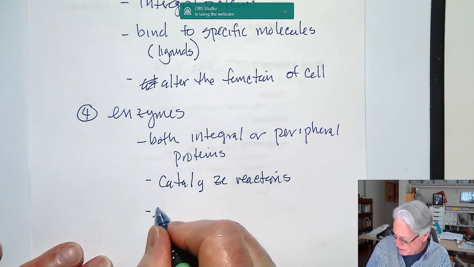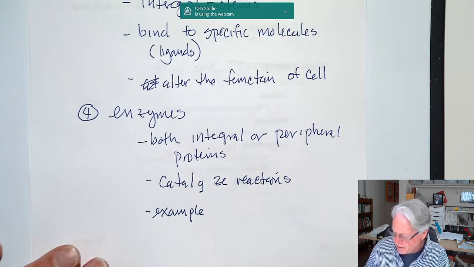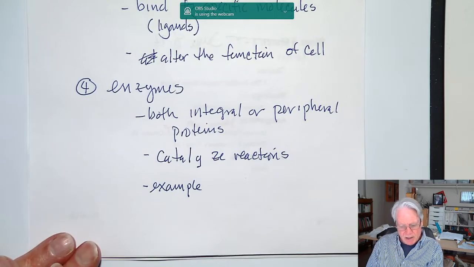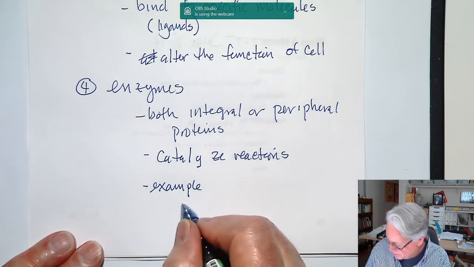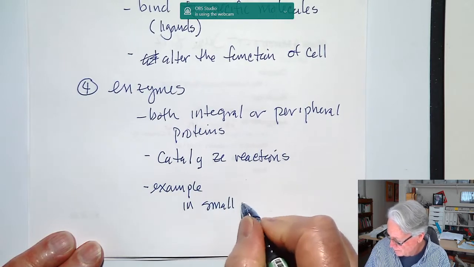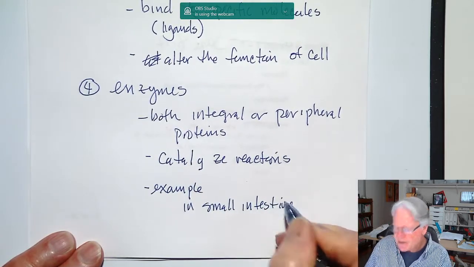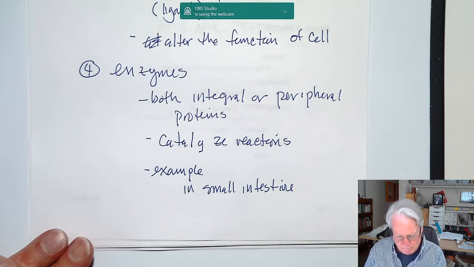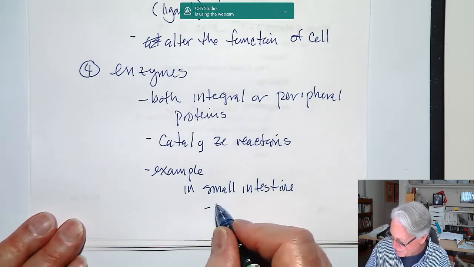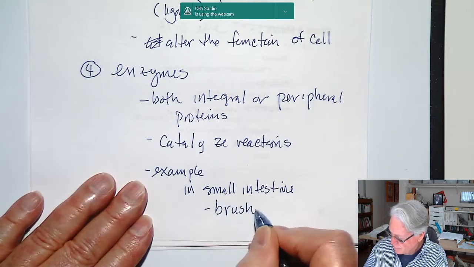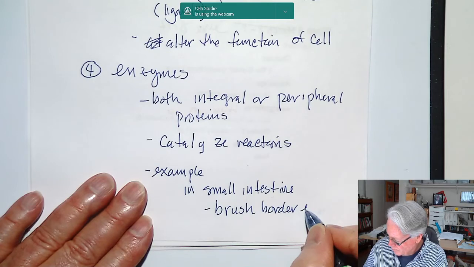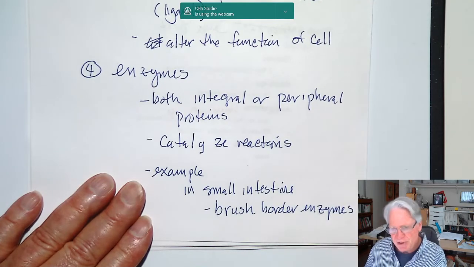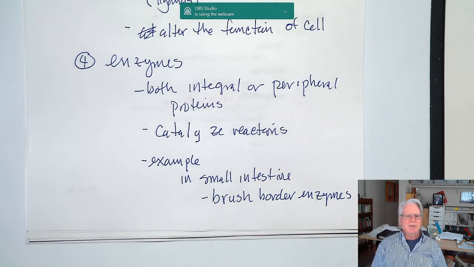And a really good example of an enzyme that's attached to the cell membrane is in the small intestine. Attached to the cells that line the small intestine are enzymes, and these are called the brush border enzymes. And as you will learn when you do the chapter on digestion, these brush border enzymes are doing the last step in the physical breakdown of your food. So they're attached to the cells that will eventually absorb this material that you're eating.